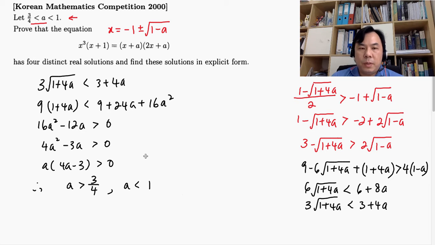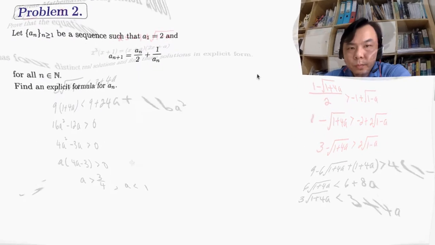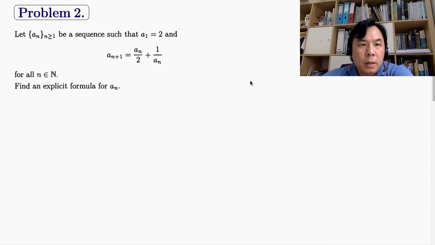Now it is a utilization of the knowledge of the quadratic formula to solve this quartic equation. All right, so I'm going to move on to the next problem shortly. All right, second example. Here we are given a sequence for n greater than 1 such that the first term is 2, and then it satisfies this iterative formula for all n which are natural numbers. Right, now we need to find an explicit formula for an here.